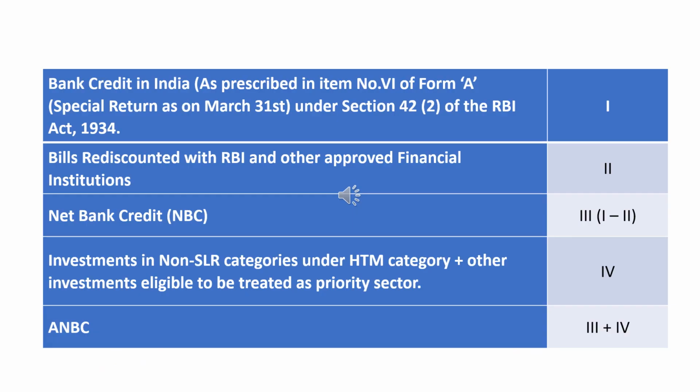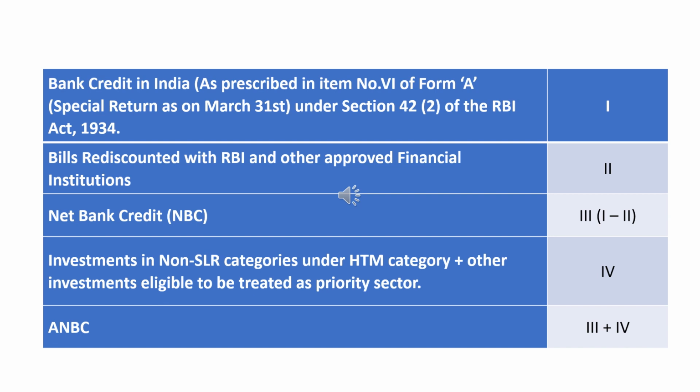See, what are the relevant things involved in this? Bank credit in India, as prescribed in item number 6 of Form A, special return as on March 31st under section 42(2) of RBI Act 1934. That is number 1. Then bills discounted with RBI and other approved financial institutions, that is 2. Now net bank credit is what? 1 minus 2 is equal to net bank credit.